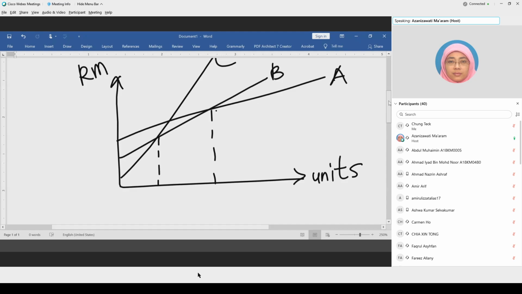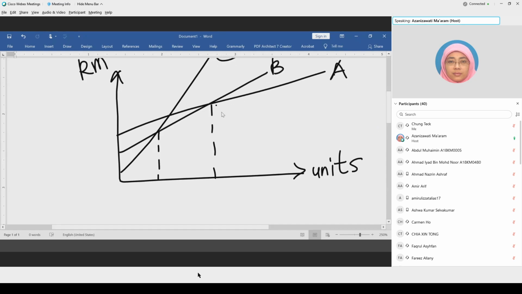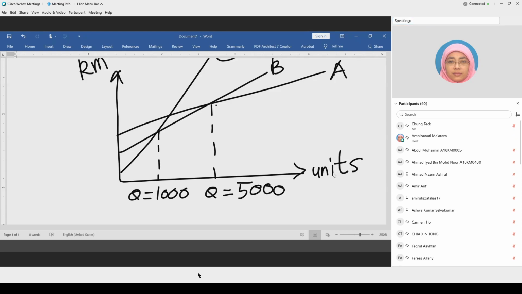So when you calculate, okay, katalah kat sini between process C and process B, you get Q after you calculate, and then you get Q 1000 unit. Okay. And between process B and process A, you get Q equal with katalah kat sini 5000 units. Okay.